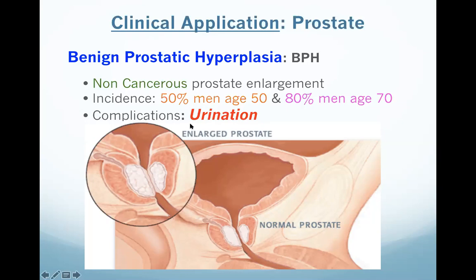The biggest problem with this is complications with urination. So you can see here, here's the prostate with a normal passage through the prostate. So the prostatic urethra has a normal width, but as the prostate enlarges, it can actually collapse the prostatic urethra, thereby decreasing urine flow. It also pushes up on the bladder, so it causes frequent urination. So you feel like you have to go to the bathroom all the time.